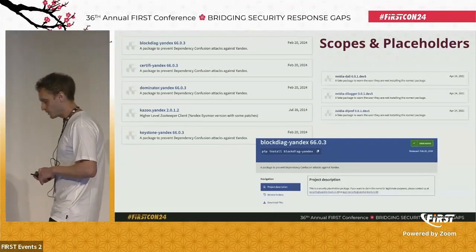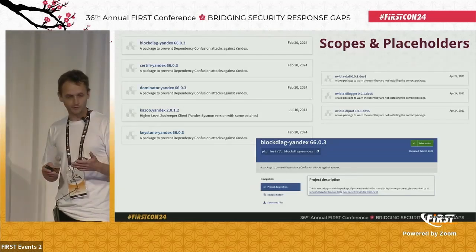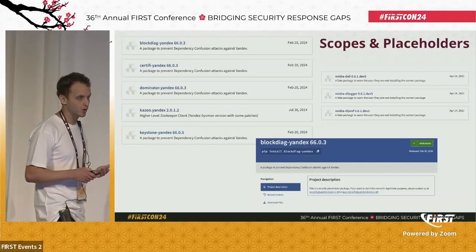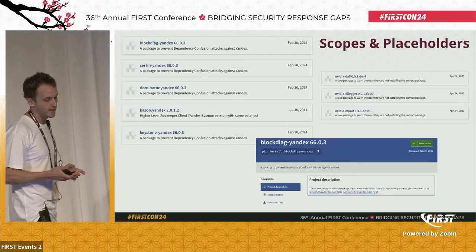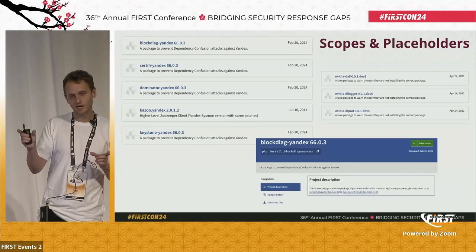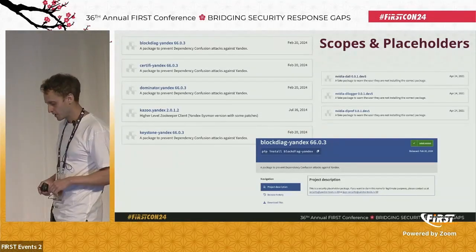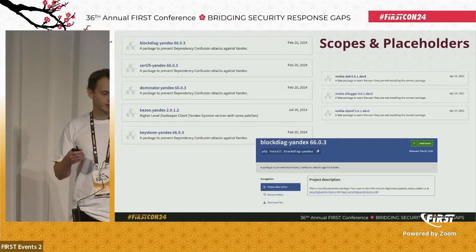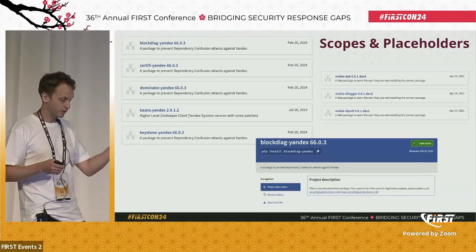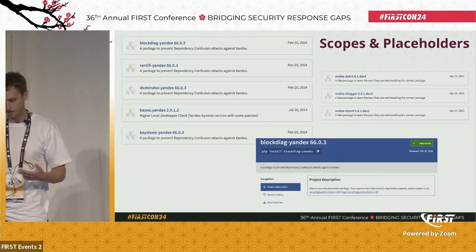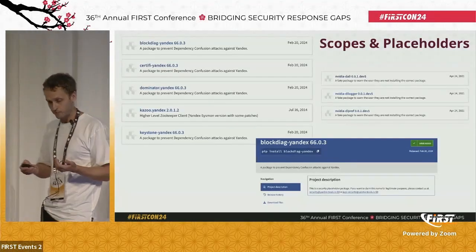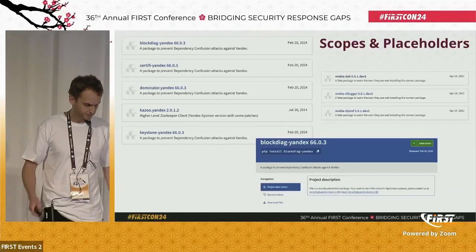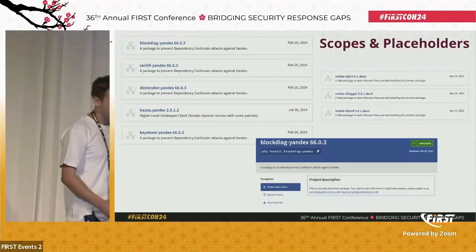Also, for example, NPM allows you to use scopes, organization scopes. So you can publish a package Y under organization X scope. So basically, no attacker has control of your organization scope. So basically, he cannot forge or do something malicious.